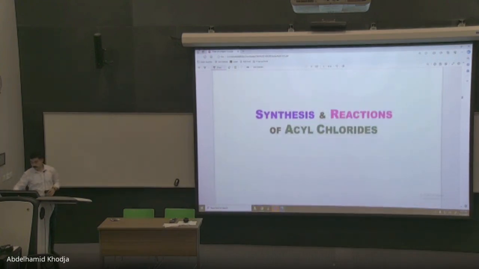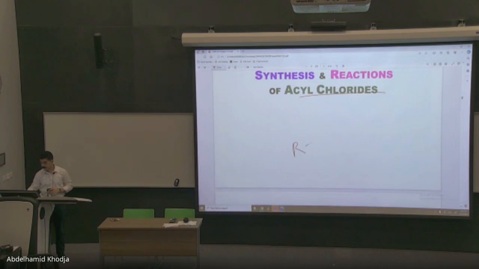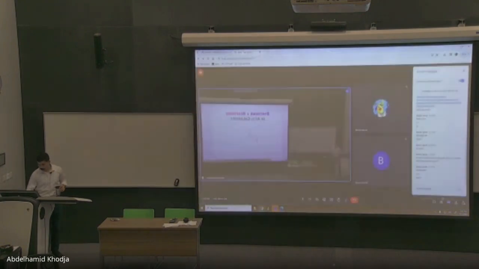Synthesis and reactions of acyl chlorides. Okay. Acyl chlorides, the first derivative that we want to look at, looks like this. Or acid chlorides. All right? I'm going to make sure people align with the question.